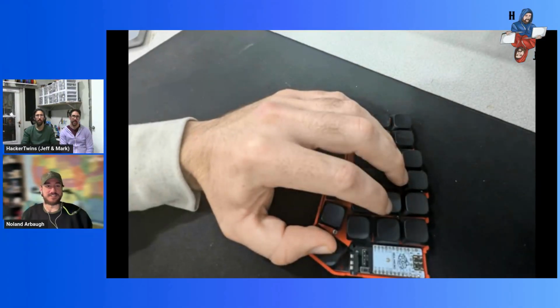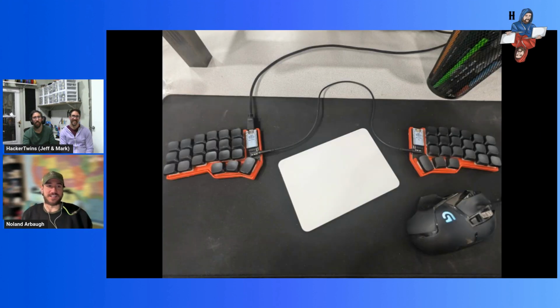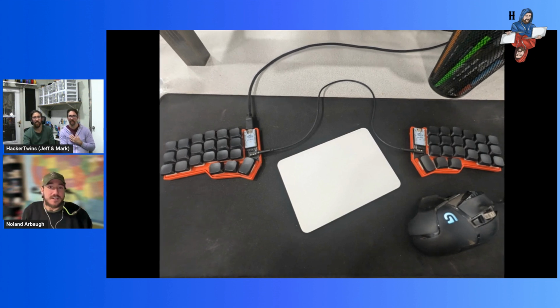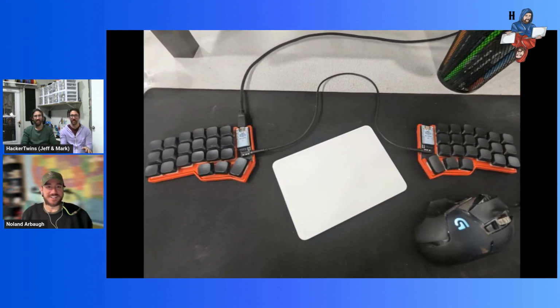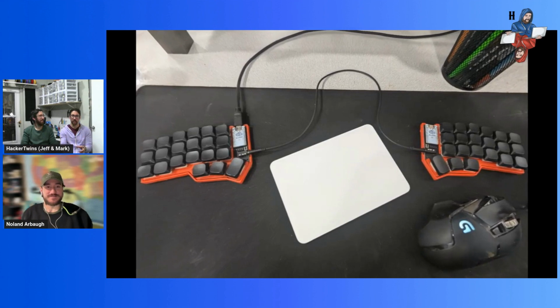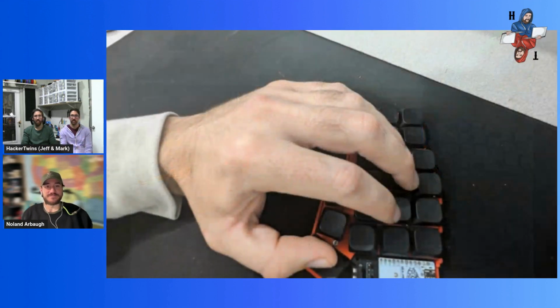Cool. Mark built a split keyboard, 3D printed one. Oh, yeah, it kind of worked. Yeah, this is my whole peripheral setup. I don't have Neuralink, but maybe I'll get one one day. But I have a split keyboard, I have a trackpad, and I use a classic mouse.